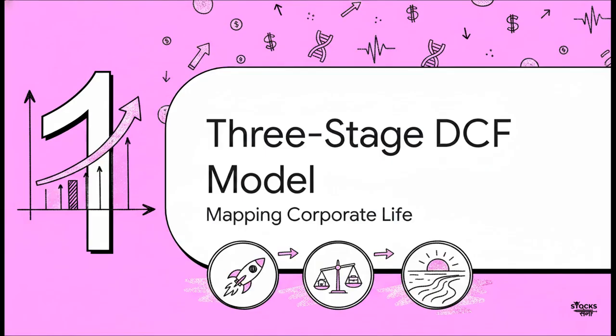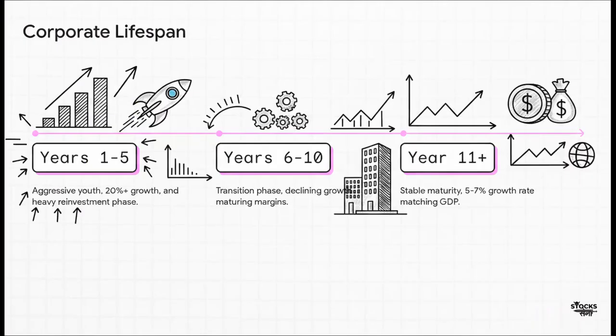The three-stage DCF model. Basically, mapping out the corporate lifespan. Look, to value a high-flying, real-world company, you can't just assume they're going to grow at 20% forever. It simply doesn't happen. You've got to model their growth a lot like the phases of a human life. Think of it as a timeline where growth decays over time.